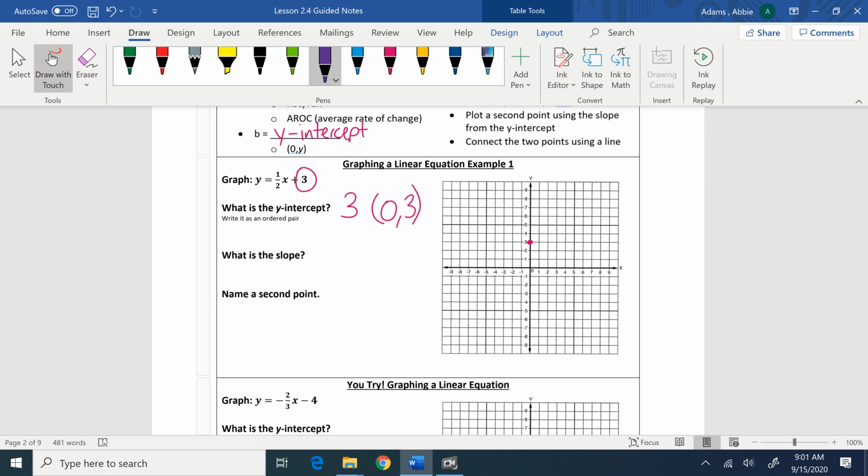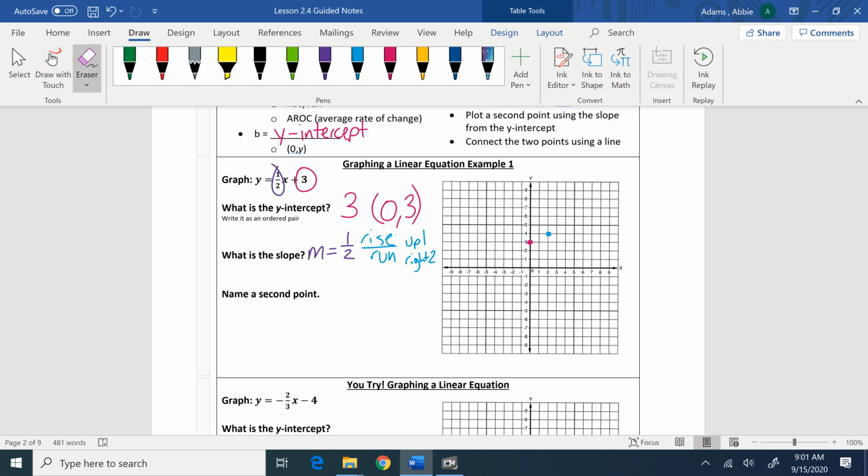Now we have to define what our slope is. Looking at the equation, m equals 1/2. That means we're going to rise 1 and run 2. Both of these are positive, which means we're going to go up 1 and to the right 2. So let's see. I'm going to go up 1 value here, to the right 2, so 1, 2. It's going to be right about there. So we have a second point.